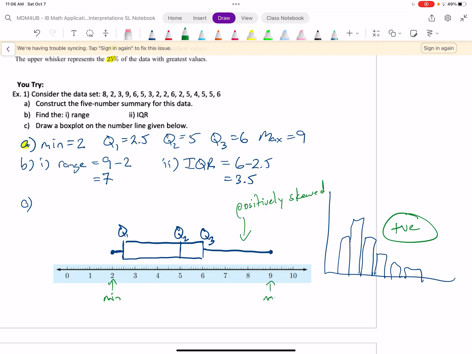So there's my min and my max. And you don't have to label those necessarily, but just to give you an idea to practice it. If you wanted to, you could check to see if there were any outliers. In this one, I don't think there are because the data is pretty tightly packed.